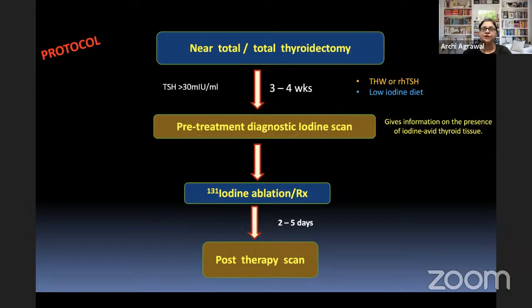Now, post-therapy scan in a patient of CA thyroid treated with radioactive iodine is very, very important because we have treated the patient with anywhere from 50 to 200 or 250 millicuries. And this post-therapy scan is a very sensitive scan because we have given so much radioactive iodine. So this should always be done.